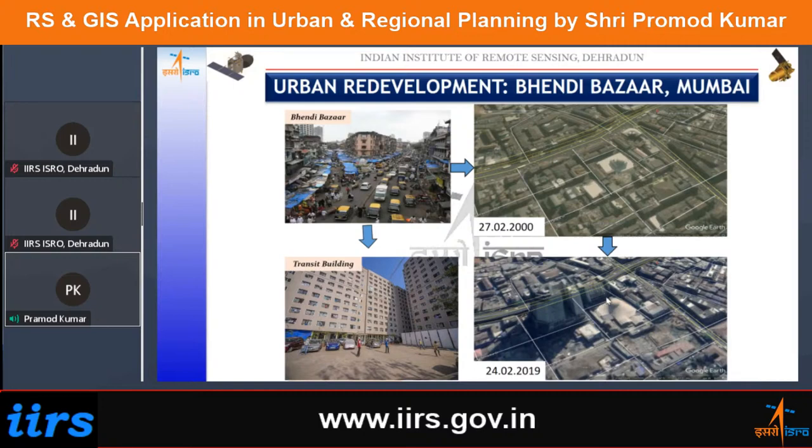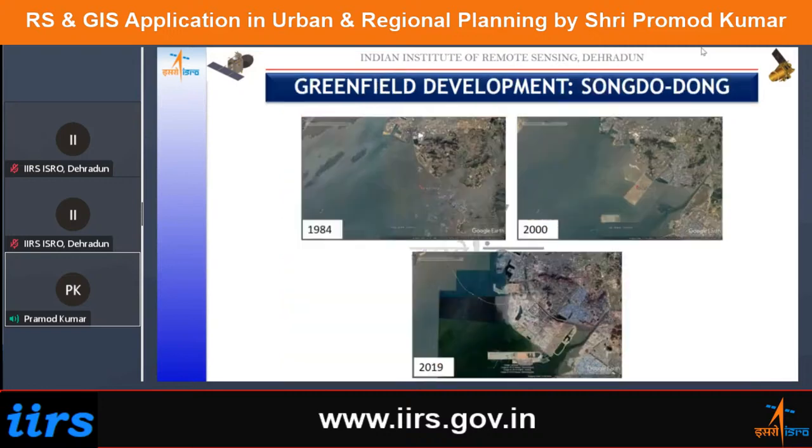Okay, another example is greenfield development, a city in the eastern part of Asia, Songdo city, where reclamation has happened. After the reclamation, the land has been reclaimed, and Songdo city, which is a very good example of a smart city, has come up.